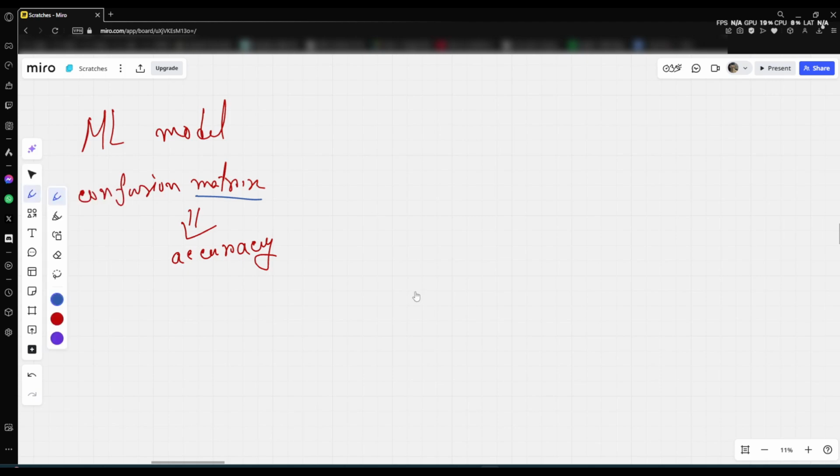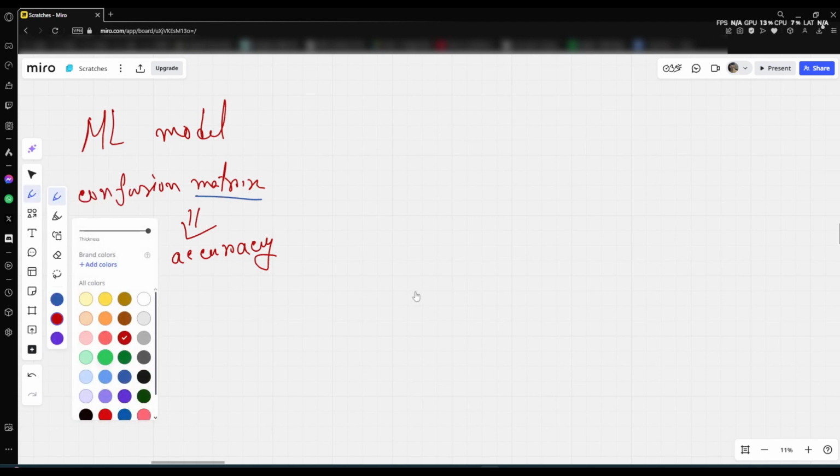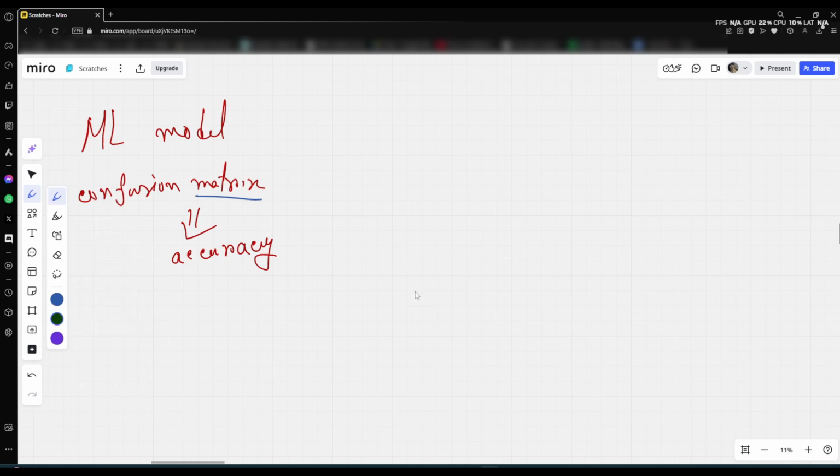This is the matrix. The confusion matrix is a 2 by 2 matrix, like usually it is made of a 2 by 2 matrix. I'm showing you, don't worry.